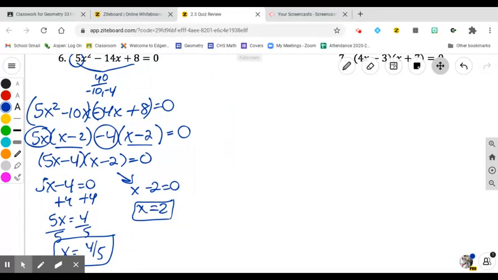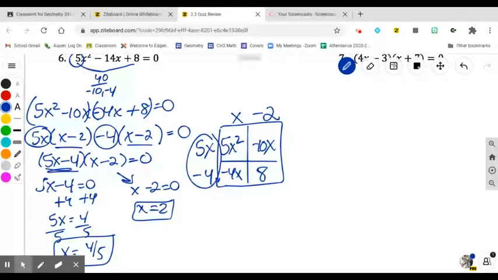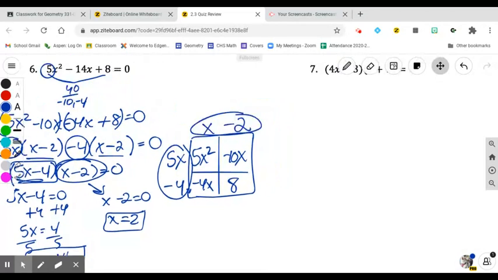Now, if you're going to do a box, it's the same idea. I'll just do it real quick over here just to show you that it matches. We have our box. 5x squared goes in the top left, 8 goes in the bottom right, negative 10x and negative 4x go here and here. So then GCFs, 5x squared and negative 4x is x, negative 10x and 8 is negative 2. 5x squared and negative 10x is 5x, negative 4x and 8 is negative 4. So see 5x minus 4, x minus 2. And you get the same answers. Okay, that's when a is bigger than 1.